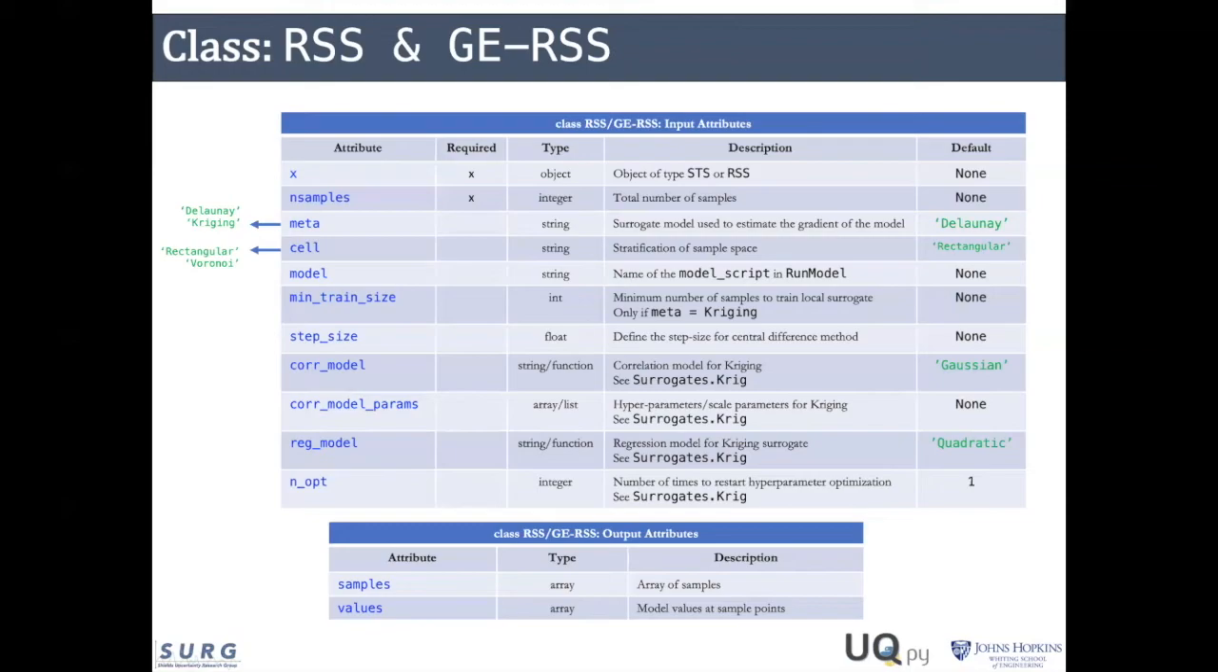So, as output attributes, we have samples and values. Samples are the final samples which we wanted using the adaptive approach, and values will only be there if we are using GE-RSS. If we have not sent the model, then definitely values will not be there.